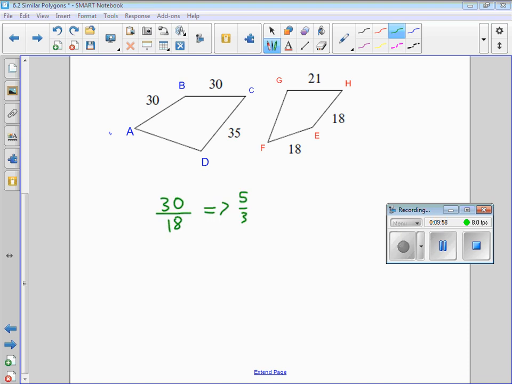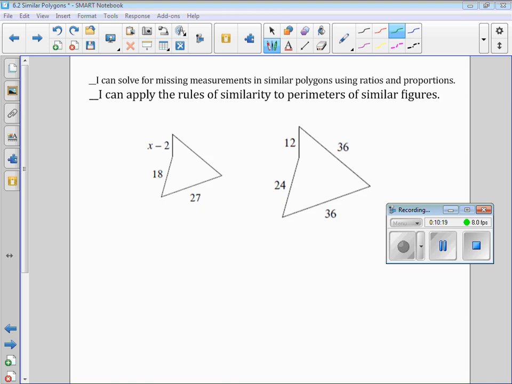So I wasn't given a similarity statement here. If I was just stuck with that, I would go with, hey, these figures have two sides, that 30 and that 30, that are congruent. So I think it matches up to the 18 and 18. So I wrote a scale factor, 30 is to 18, and then reduced it to 5/3. Scale factor, very easy. All right, so here I have two figures, and I have an x in the problem.